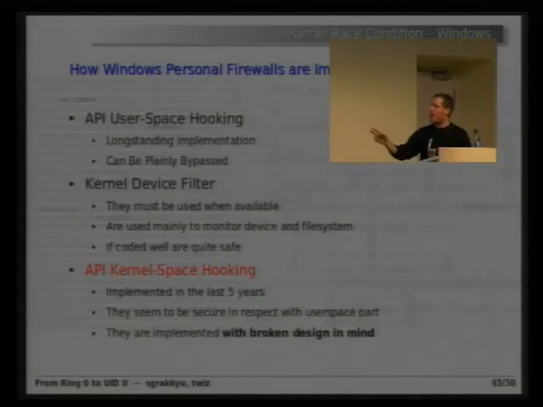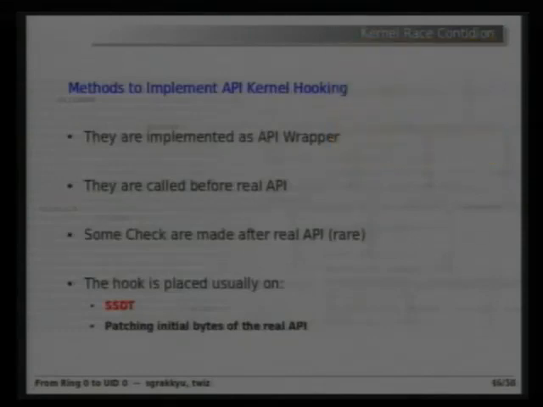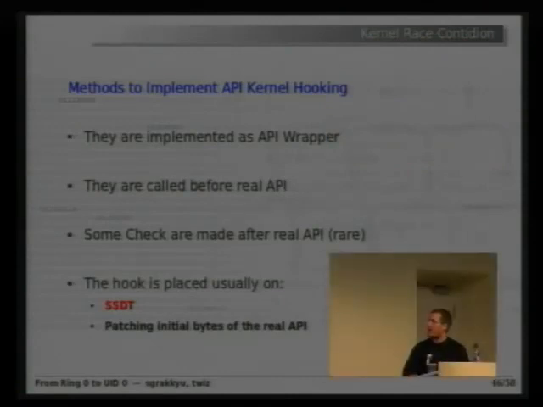Here, either the API wrapper, then the original API, accessed from user space. How are they implemented? They are implemented as an API wrapper. They are called before the real API. There is some check before, and some products also make a check after the call of the original API. As for where the hook is placed, mainly it is placed in the system service descriptor table, or by patching the initial bytes of the API, like some malware.